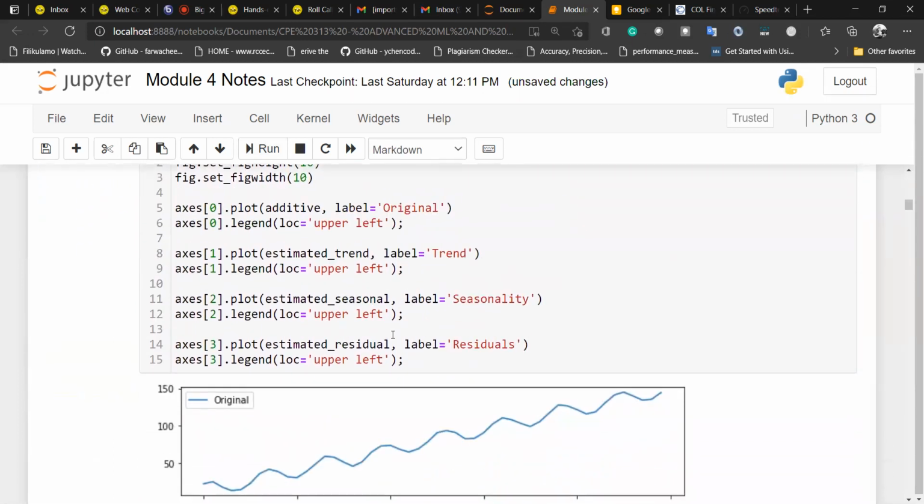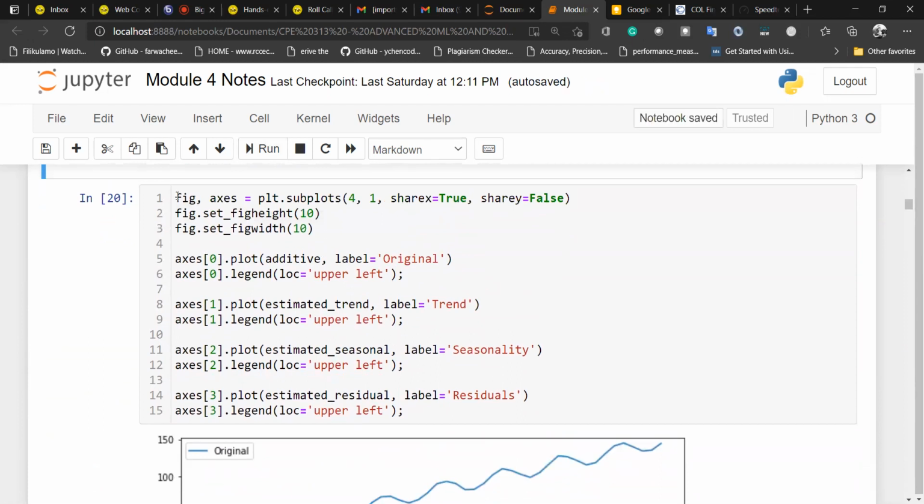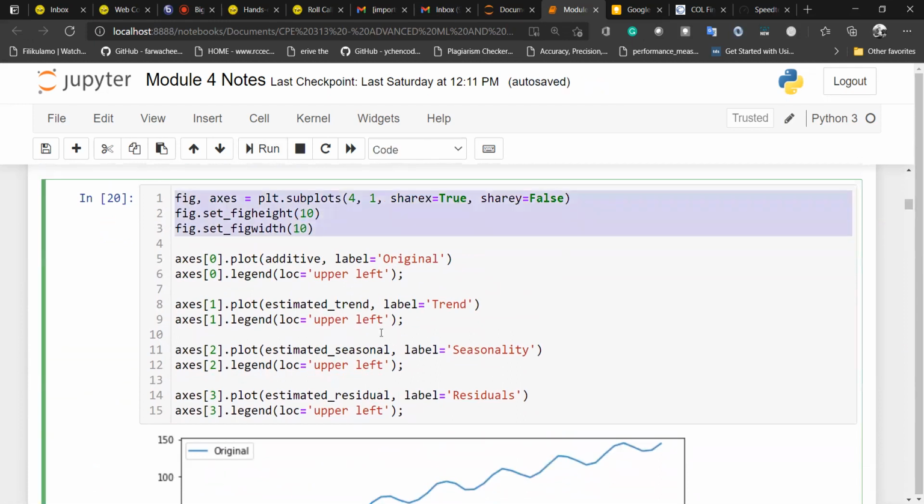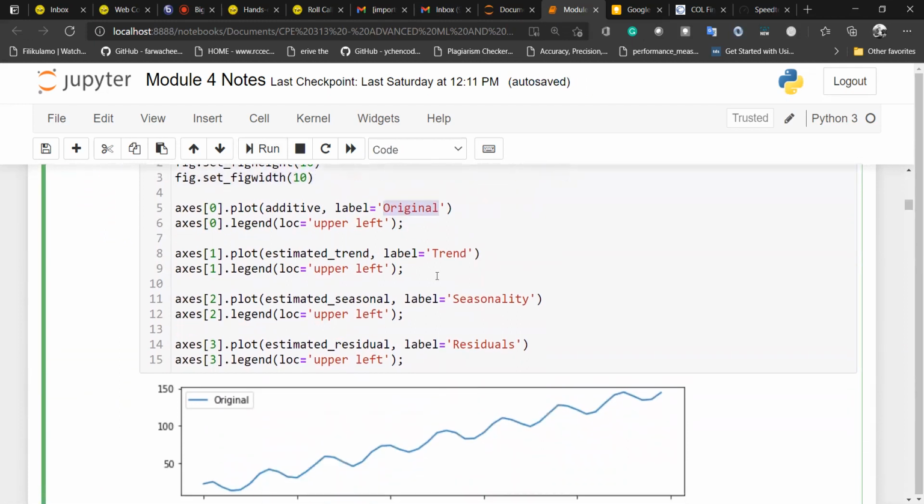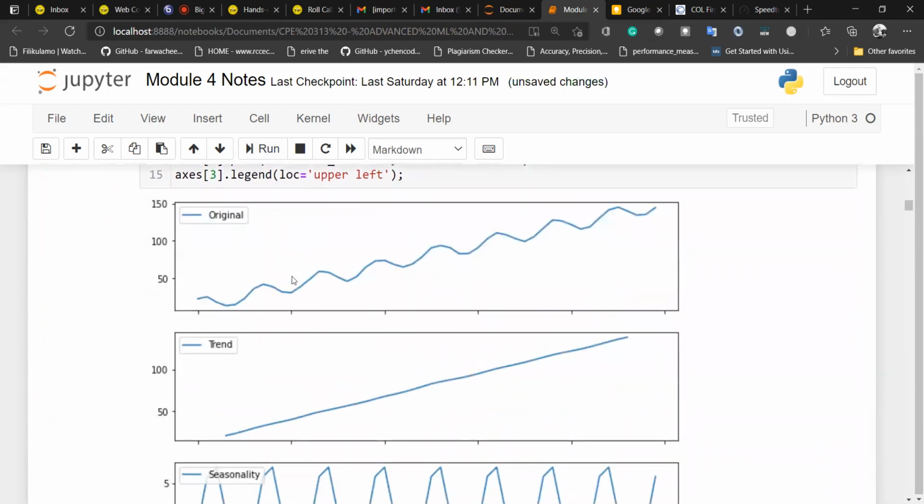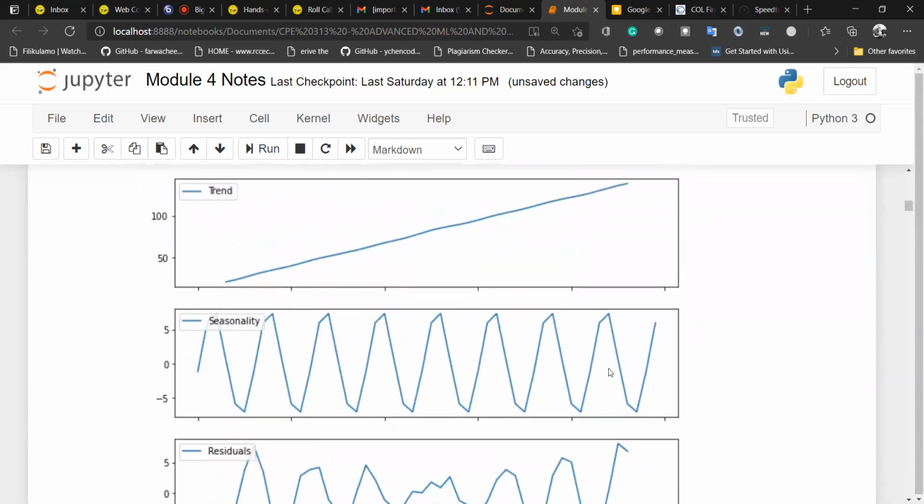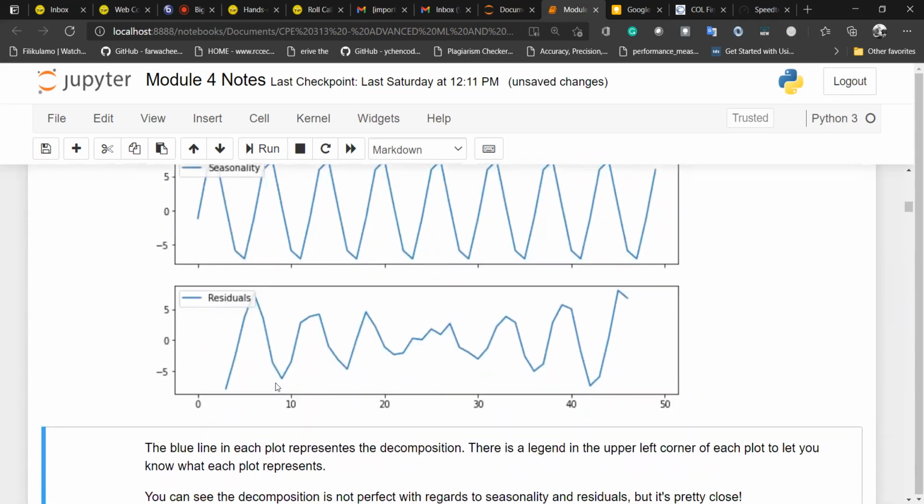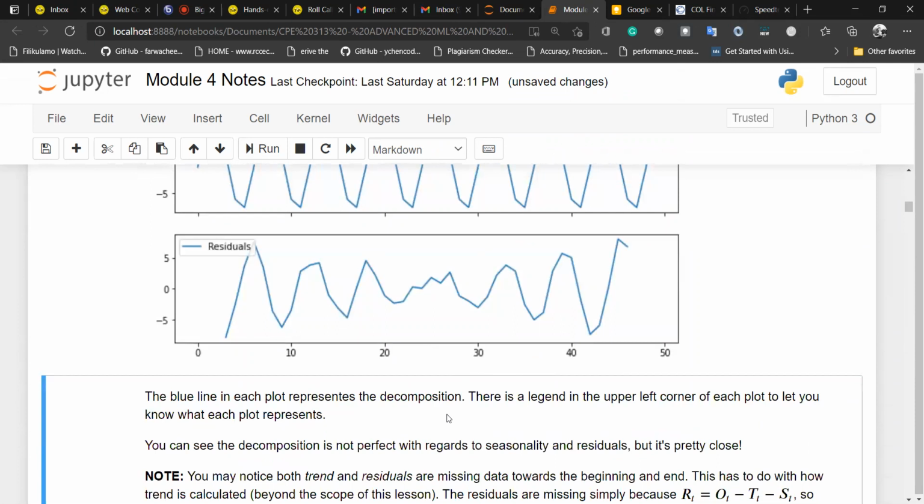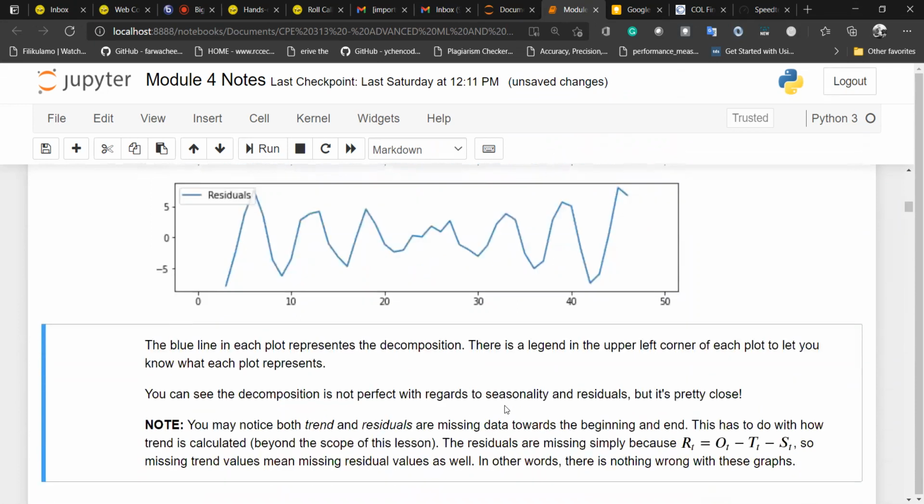Now that we have run it, let's plot each component. These are all the figures. We will plot the original, the additive, and then the trend, the seasonality, and the residual. So these are the results: we have the original signal, then the trend looking like this, then the estimated seasonality, and then the residual. The blue line in each plot represents the decomposition, and there is a legend in the upper left corner of each plot to let you know what each plot represents.